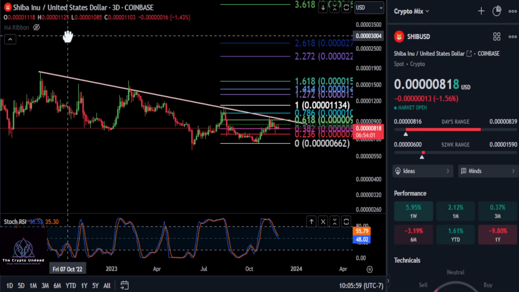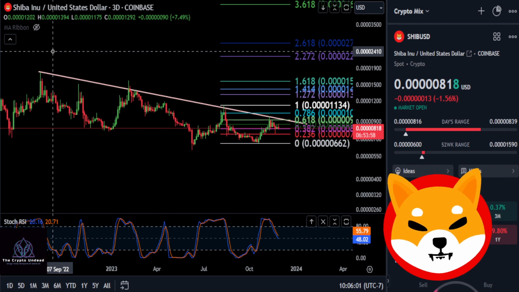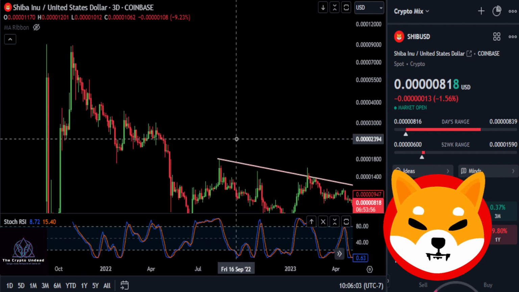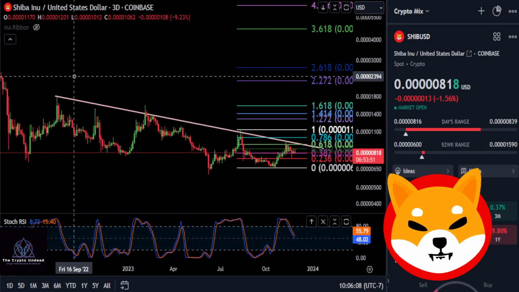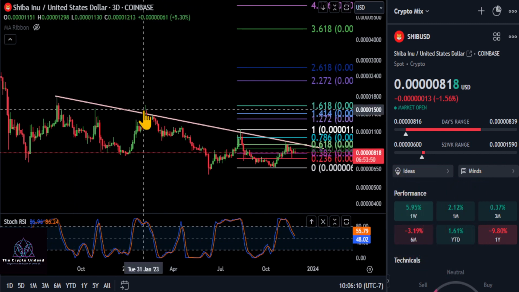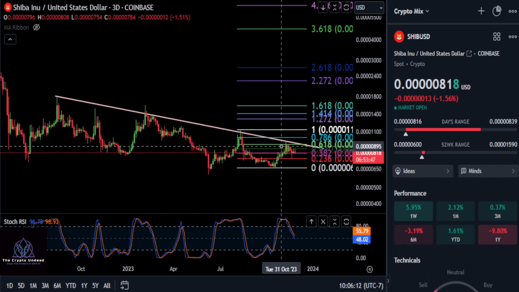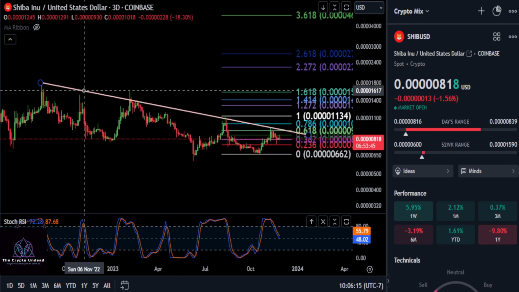We're going to take a look at Shiba here. A couple of things I want to talk about on Shiba. First off, where's the bottom for this thing? You can see the overall chart, the overall macro picture. It's just lower low, lower high after lower high. So we are stuck in this massive downtrend here.